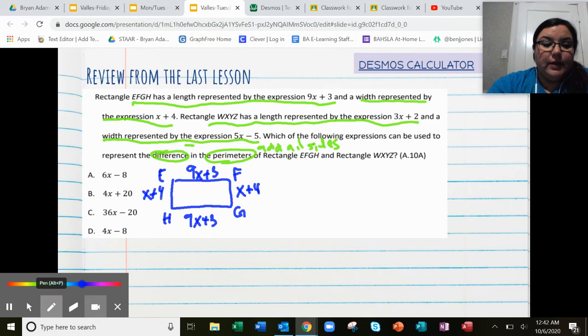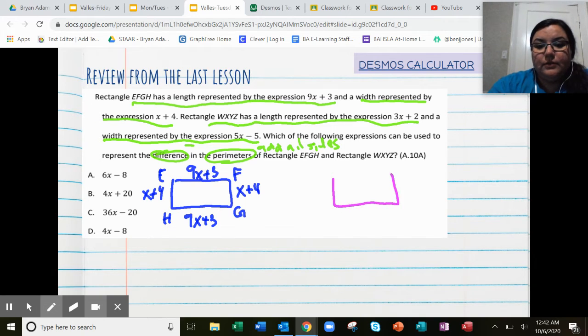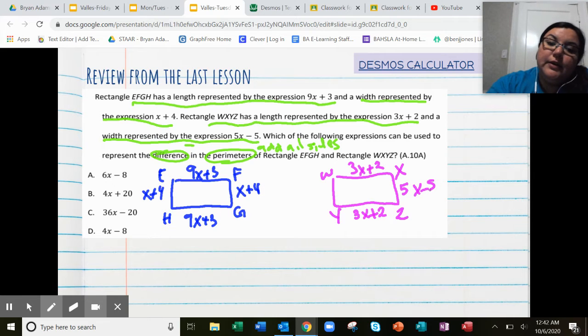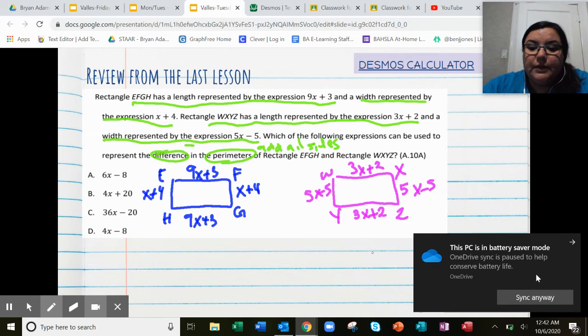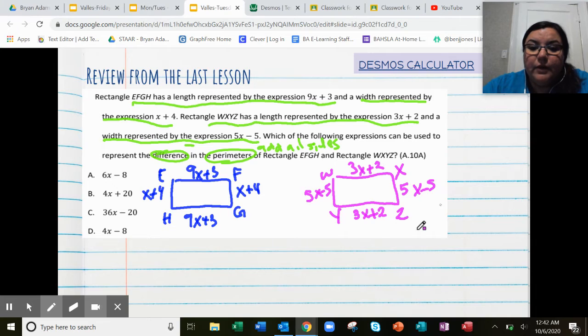Let's go ahead and do the same for the next rectangle. This is W, X, Y, and Z. So we have that the length is 3x plus 2. Just like I explained the previous one, we're going to also label that there. And then the width is 5x minus 5 and 5x minus 5. All right. Now that we have labeled our rectangles, we can figure out the perimeter all the way around for both of those.